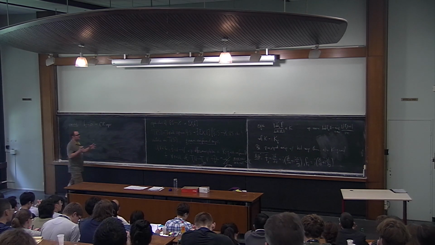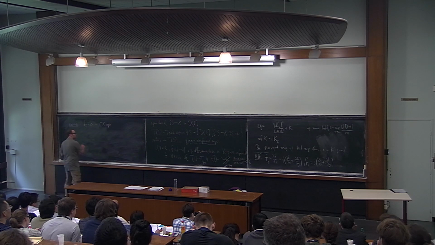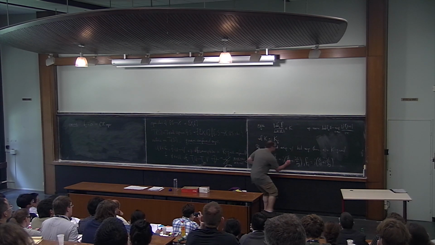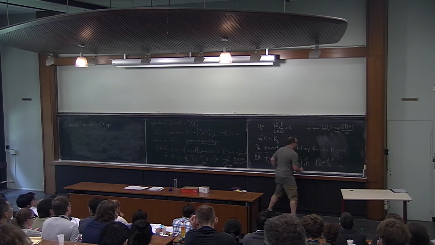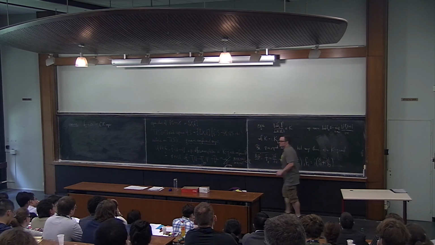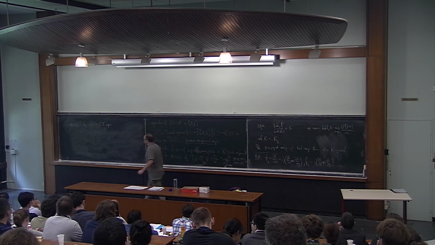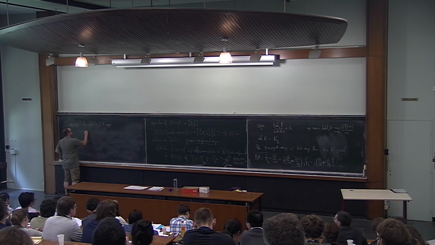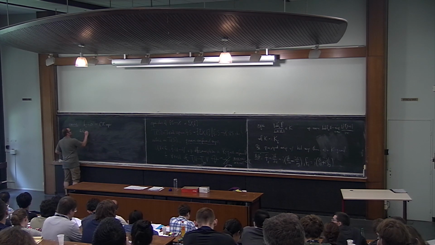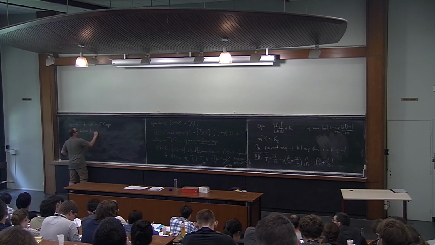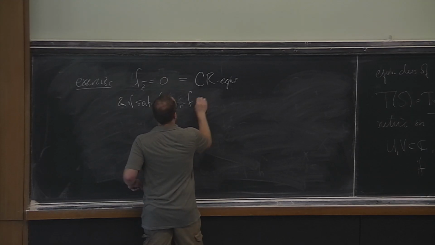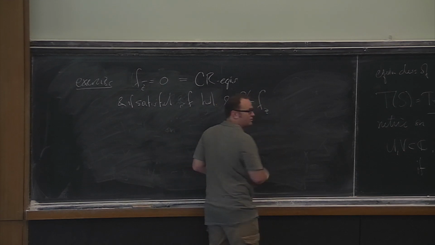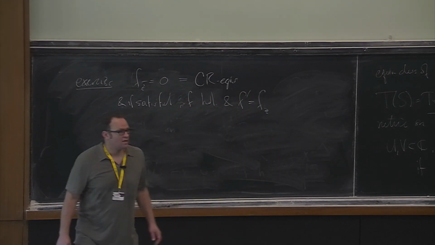But that's not very good if you scale things. Sorry, this one's minus, this one's plus. So if this is satisfied, then f is holomorphic, and the derivative is the derivative with respect to z.